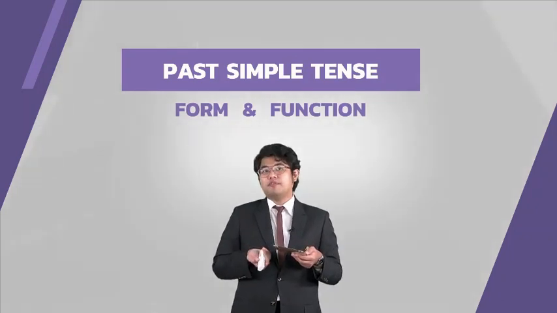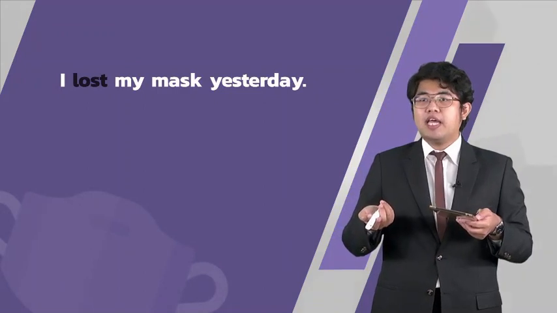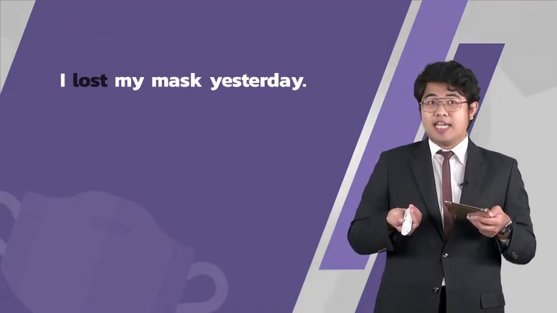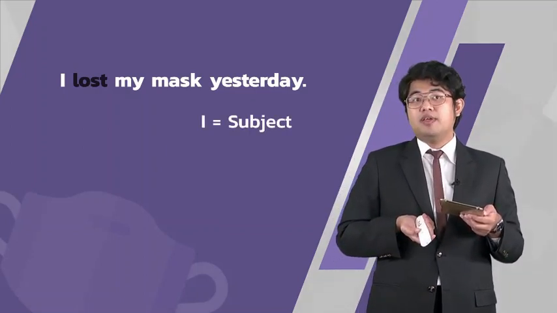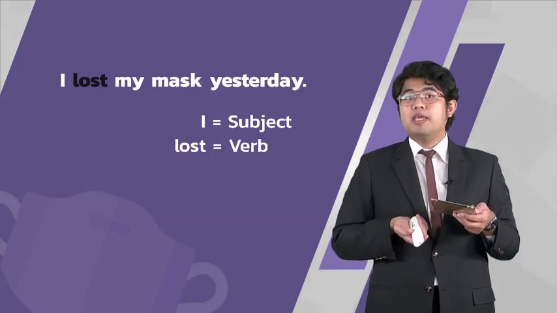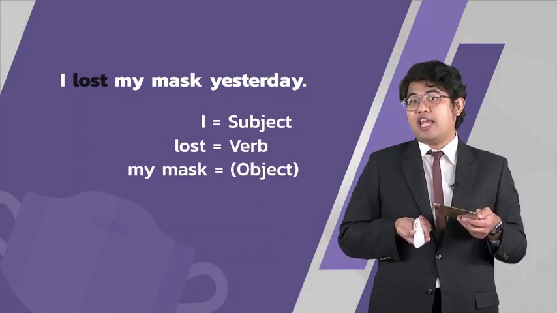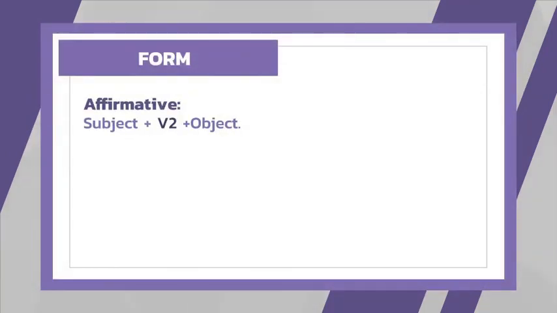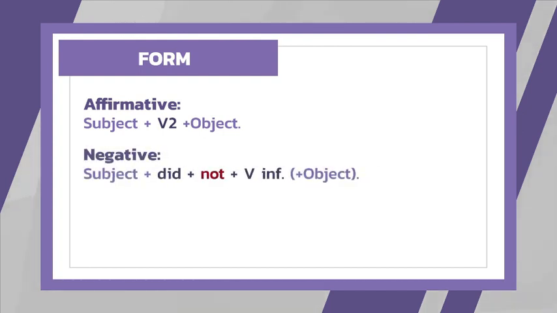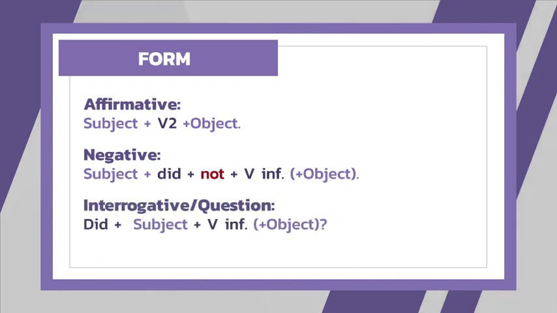Let's look at form. I lost my mask yesterday. Please look at this sentence. I lost my mask yesterday. I is a subject, right? Lost is a verb. My mask is an object, right? Okay, let's focus on form. Affirmative: subject plus verb in the past plus object. Negative: subject did not plus verb infinitive. And question: did plus subject plus verb infinitive. And don't forget the question mark.